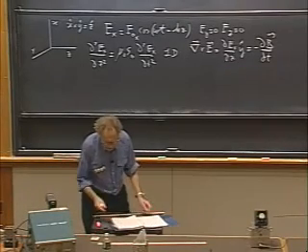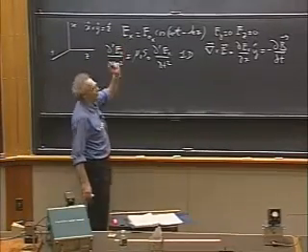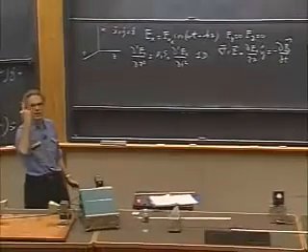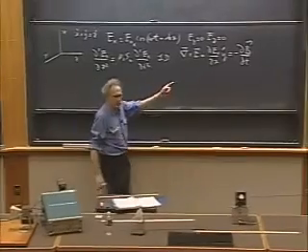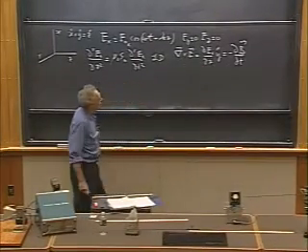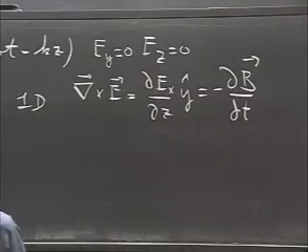So my question now is, what is B? So this is the traveling wave in the z direction, which has an E vector only in the x direction, as of now. And I want to know what is the associated B field. Well, for one thing, you can already see that the B field is going to be in the y direction.